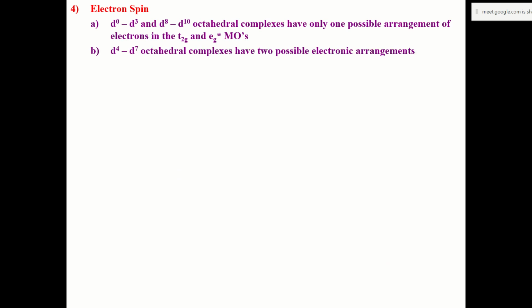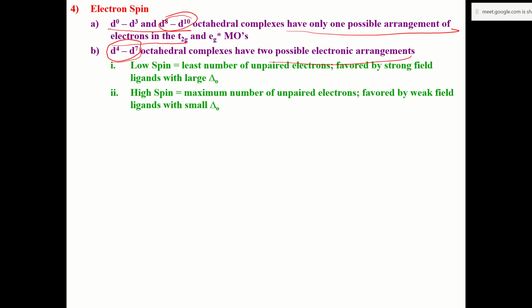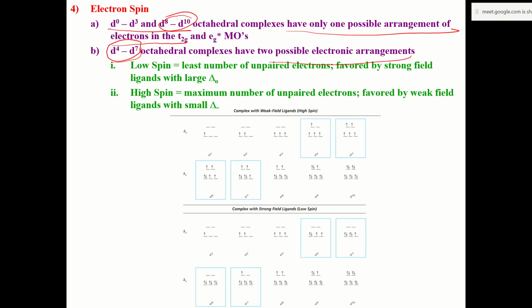The electron spins follow a similar pattern to what we discussed in CFT. If you have understood those points, there's nothing much to discuss over here. Possible arrangements: d0 to d3 and d8 to d10 have only one possible arrangement, but for d4 to d7 you can have two possible arrangements, high spin or low spin. That we have already discussed with CFT, and there is nothing different. The same element of CFT is contained here. There is nothing new to be discussed.